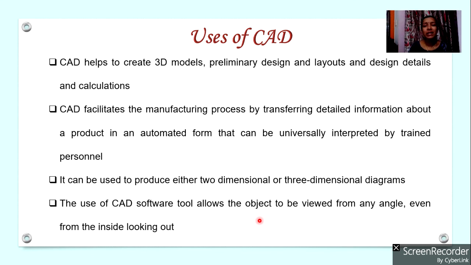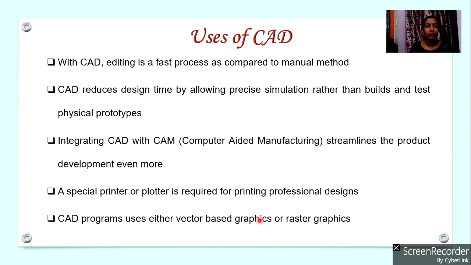But if we are making a three-dimensional model of that particular object in CAD, we can view that object in any direction, from any angle, simply by rotating that object. And we can view that object even from the inside. So that is one of the importance of CAD. Another main advantage of CAD is that editing is a very fast process compared to the manual method. We know how much time it takes to make a correction in a handmade drawing. It is very difficult. But with CAD, editing is very fast.